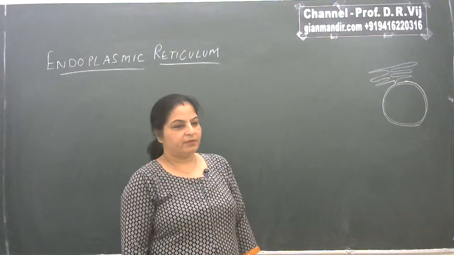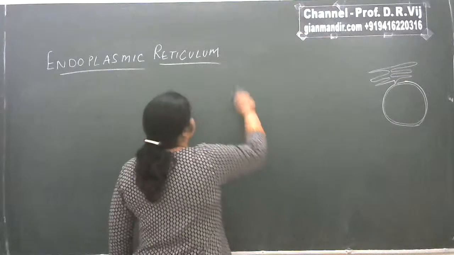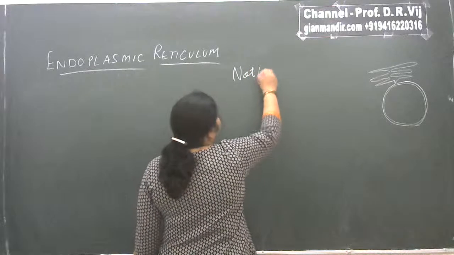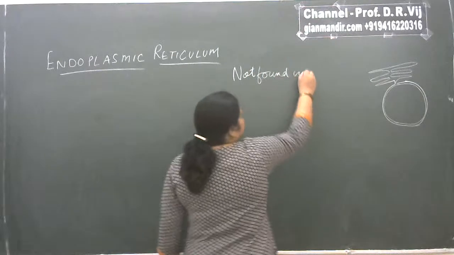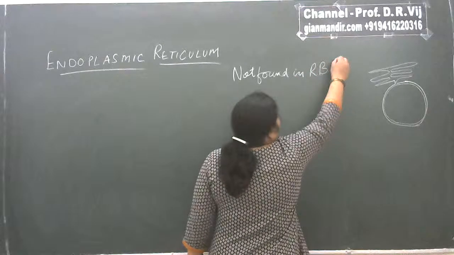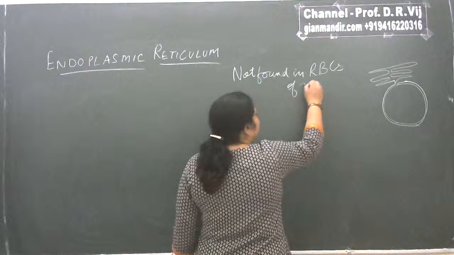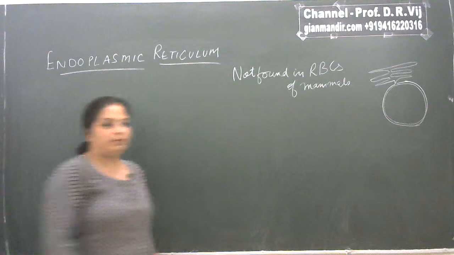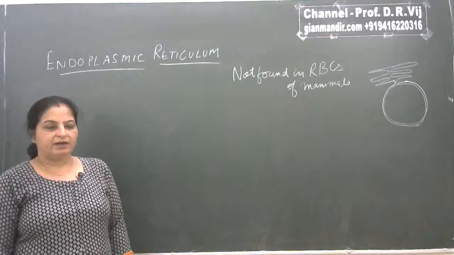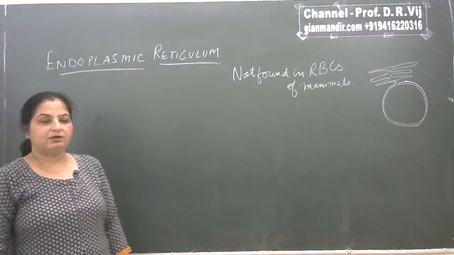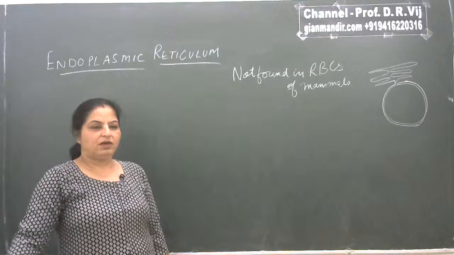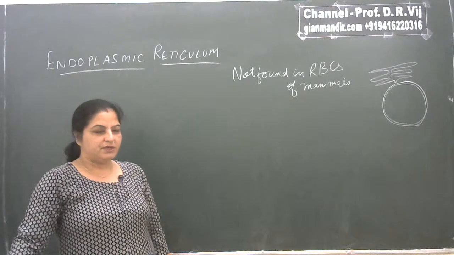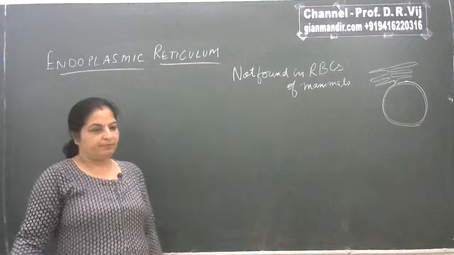This endoplasmic reticulum can be observed in all the cells except in mammalian RBCs. So you can say that endoplasmic reticulum is not found in RBCs of mammals. RBCs means red blood cells that are found in the blood and they provide the red color to the blood due to the presence of the pigment called hemoglobin, right? So this endoplasmic reticulum cannot be seen in the RBCs of mammals.